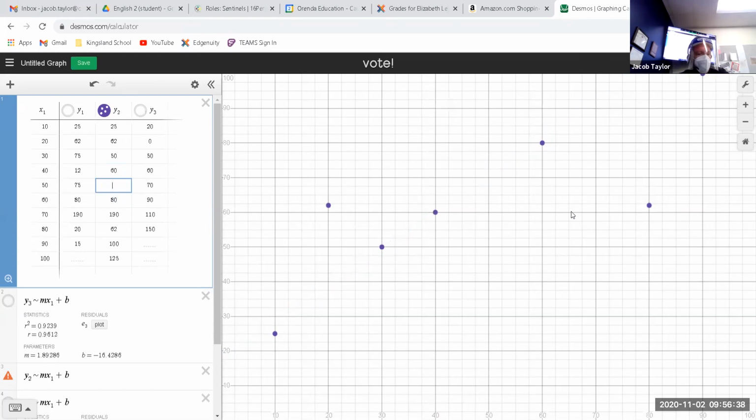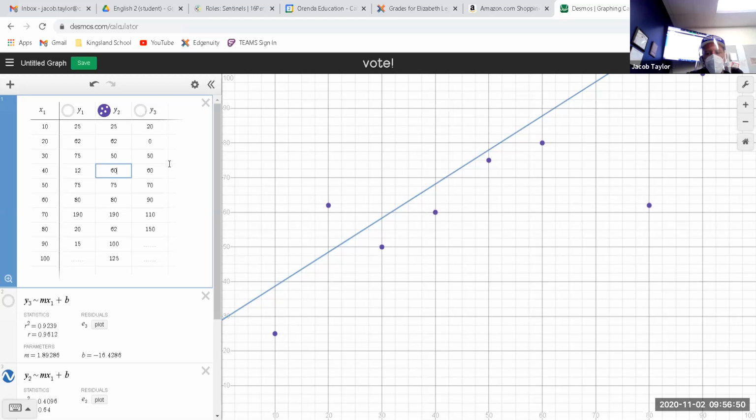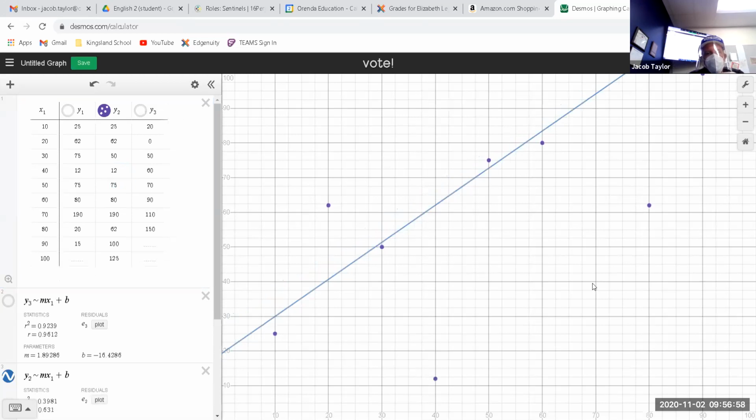Oops, I think I deleted an extra one. Looks like it got a lot stronger when I replaced that 12 with a number that was a little closer to the line. How about that? I think 40, 12 was making things bad. So 1 point can make quite a big difference. That's called an influential point. An influential point is one that can really change the entire makeup of the graph just by removing it.